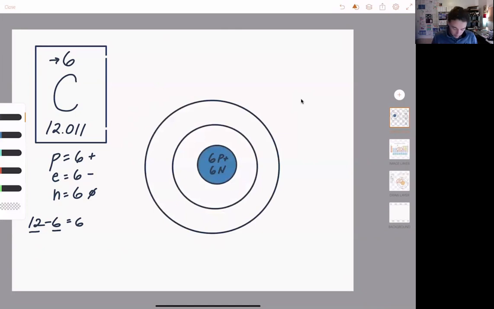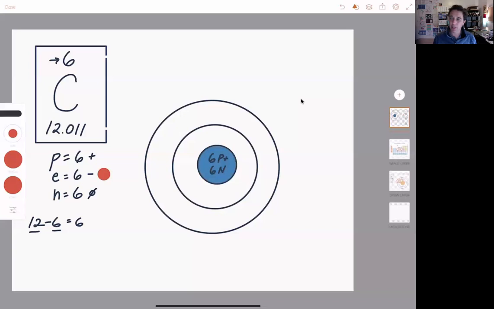The first ring can hold, and you don't need to draw this, just want to show you this, can hold 2 electrons, and the second ring can hold 8 electrons. So we could hold a total number of 10 electrons in this drawing. We don't need 10 electrons though, do we? Because if we look here, electrons, we have 6 electrons needed.